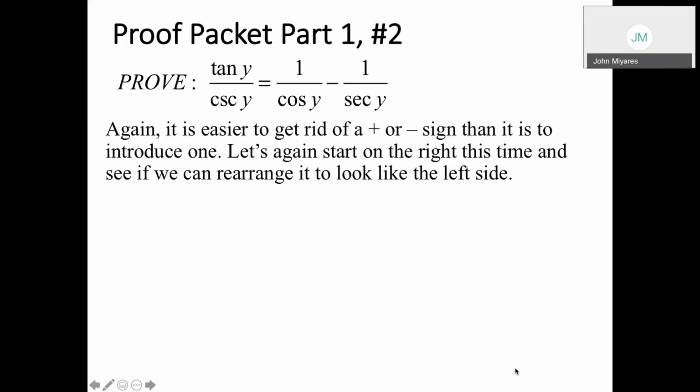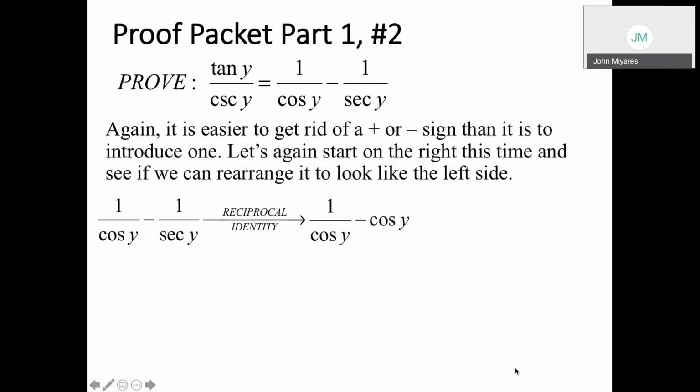So if we start on the right-hand side, we have 1 over cosine y minus 1 over secant y. Applying the reciprocal identities, we have 1 over cosine y minus cosine y. From here, just like in the last problem, we want to get a common denominator in order to combine the two expressions. And we can do that by multiplying the top and bottom of that fraction by cosine y.